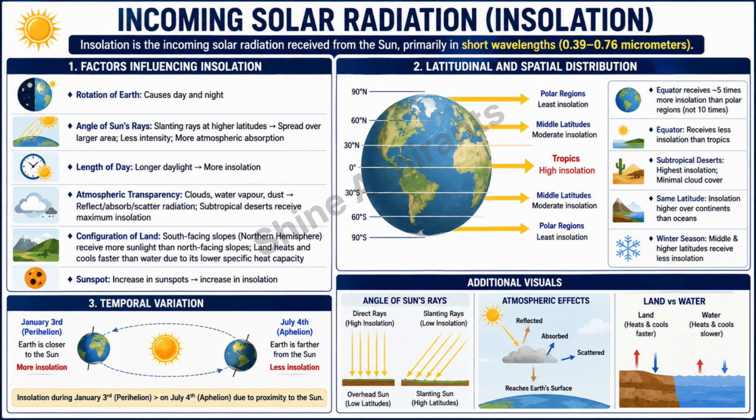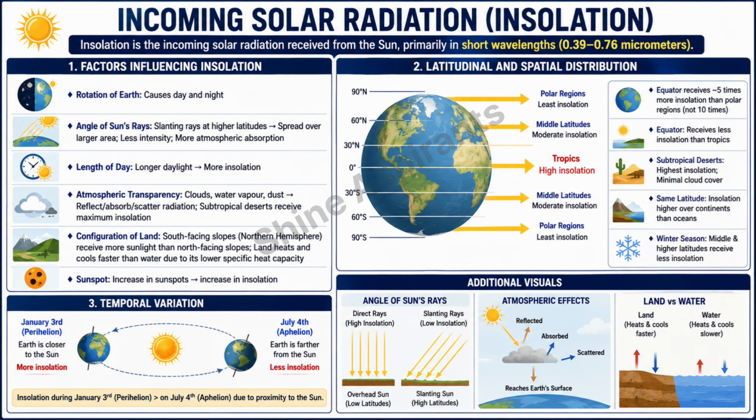Latitudinal and spatial distribution. Equator receives approximately 5 times more insolation than polar regions, not 10 times. Remember this, it was a UPSC trap question. Equator actually receives less insolation than tropics because of cloud cover and high humidity. Subtropical deserts receive highest insolation, minimal cloud cover.